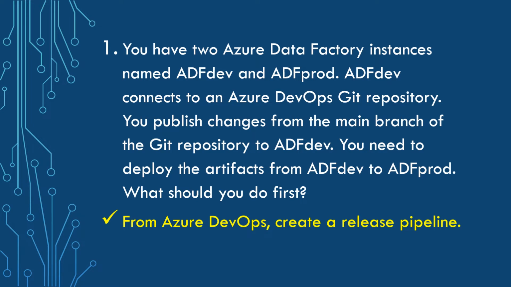You have two Azure Data Factory instances named ADFdev and ADFprod. ADFdev connects to an Azure DevOps Git repository and you publish changes from the main branch of the Git repository to the ADFdev. Now you need to deploy the artifacts from ADFdev to ADFprod. What should you do first? The first thing we do from the Azure DevOps is create a release pipeline.